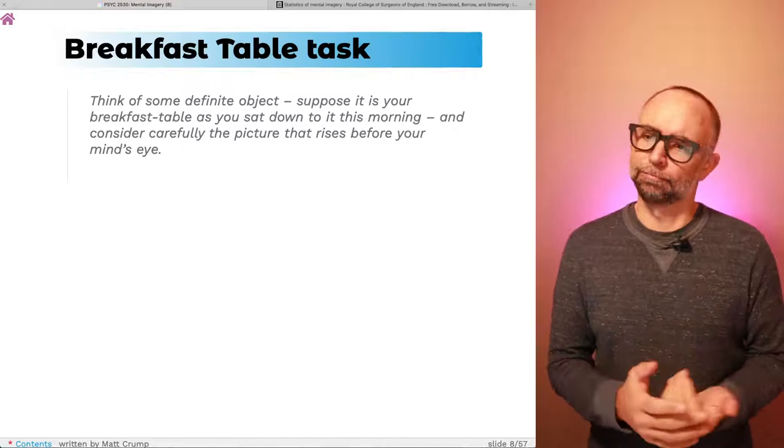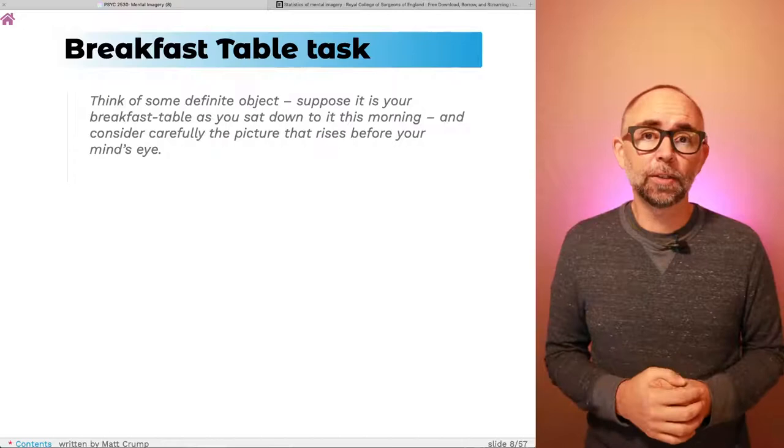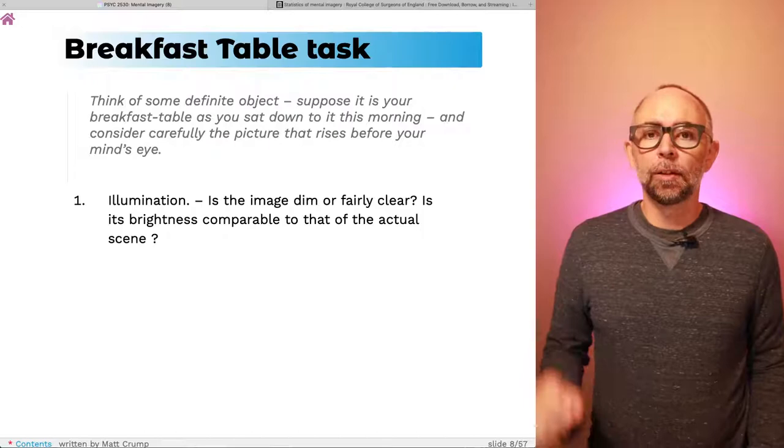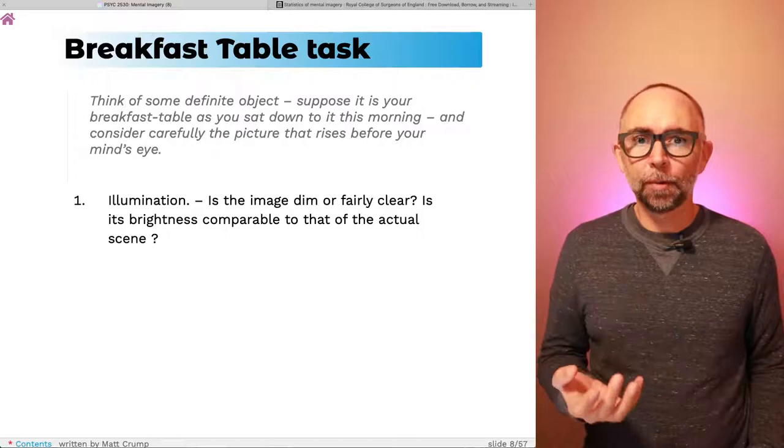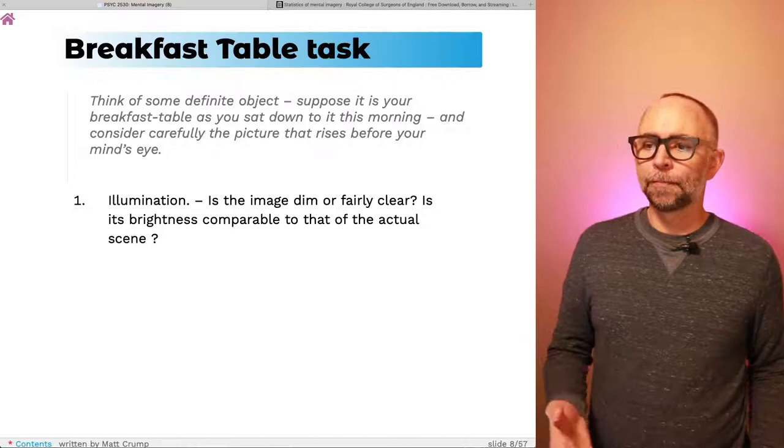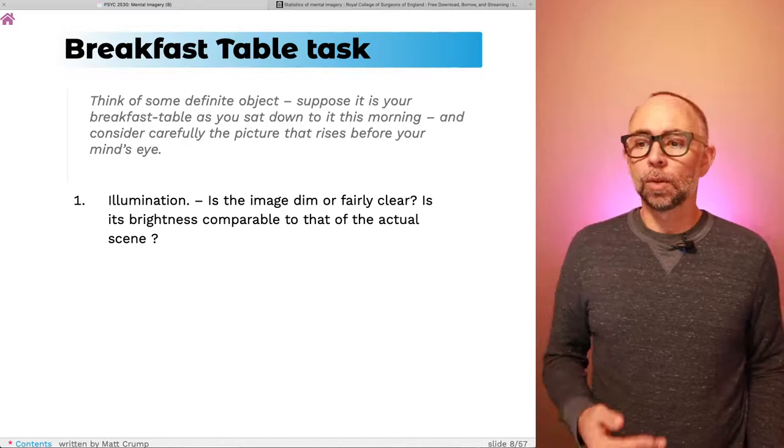That's what Galton is asking other people to do, to think about something like the breakfast you ate earlier today, imagine it in your mind's eye. And then he had people write back to him in the letter and describe the properties of the visual or the mental image they were experiencing. He wanted to know stuff like this. So what was the illumination like? Was the image in your mind dim or clear? Was the brightness comparable to the actual scene?